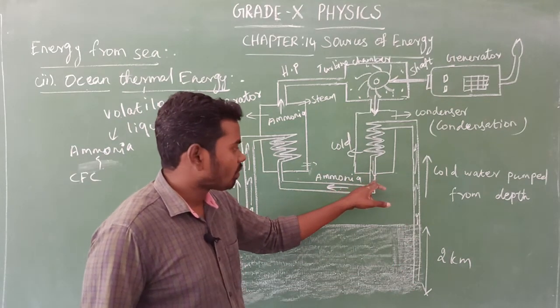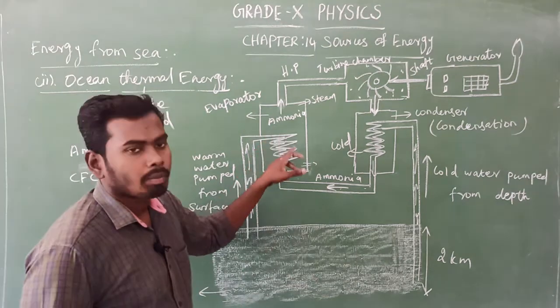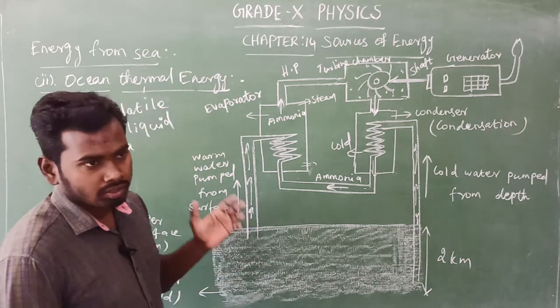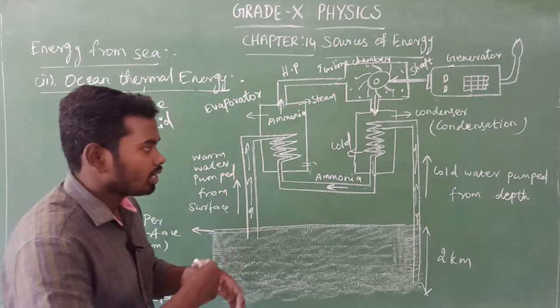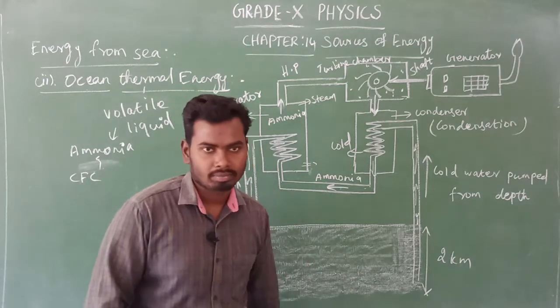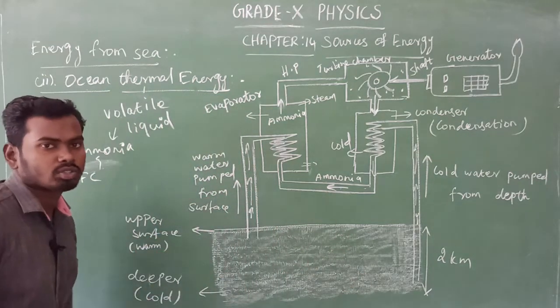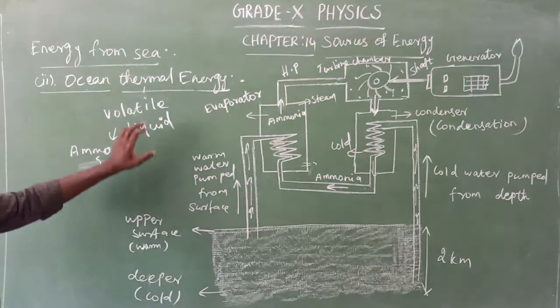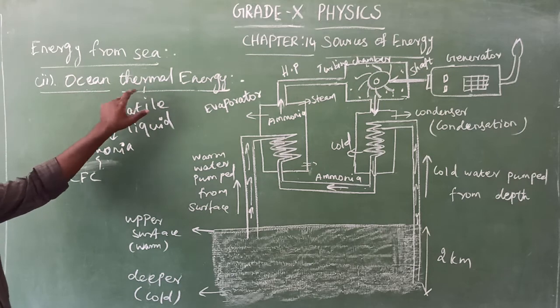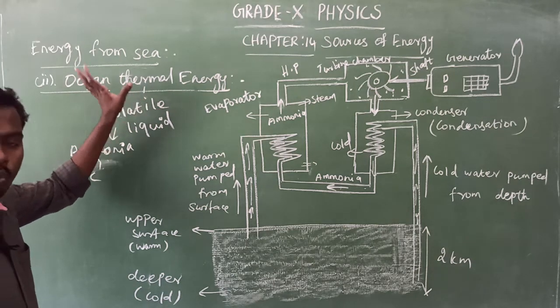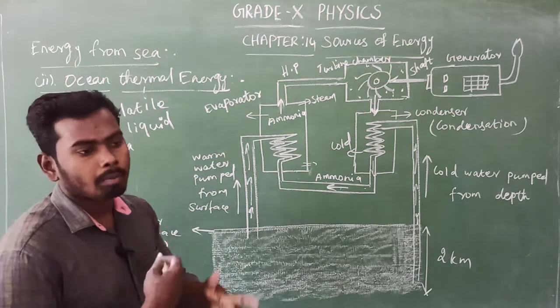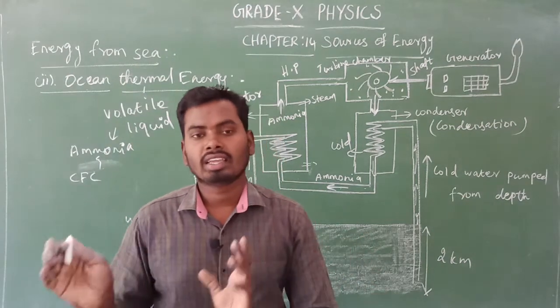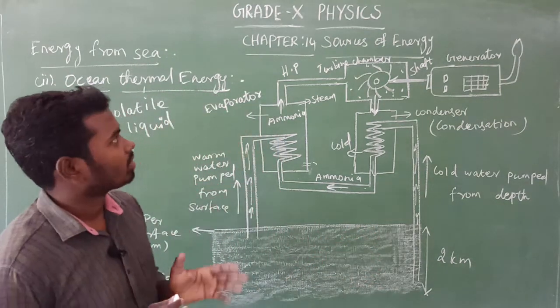Again this liquid form of ammonia goes to be evaporated again. This is one cycle. This is how the process happens again and again. Okay, so this is how electricity is also generated there. That's all. So here the ocean water heat energy is converted into a usable form of energy like electric energy. That's all. Is there any doubt?